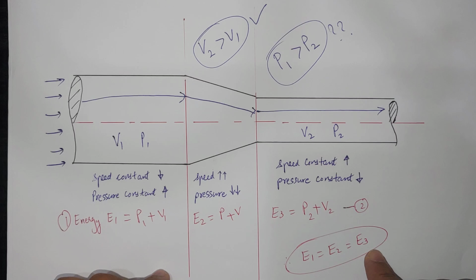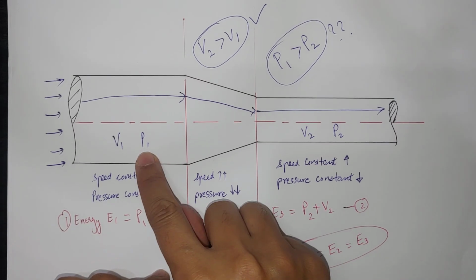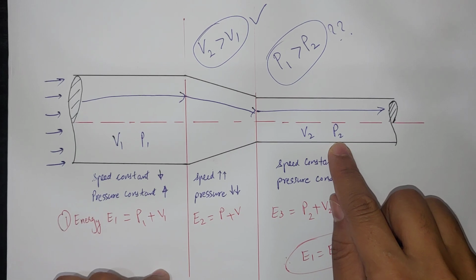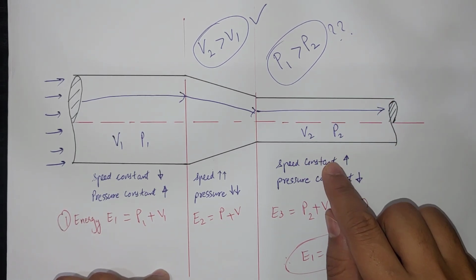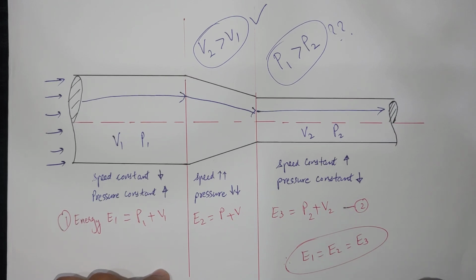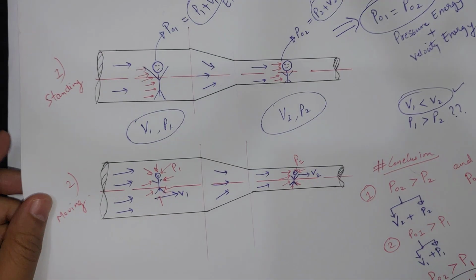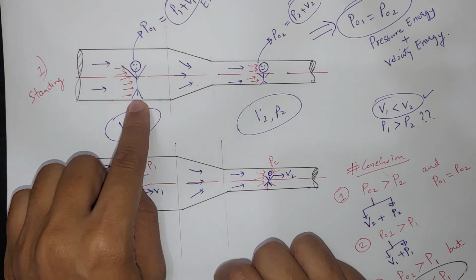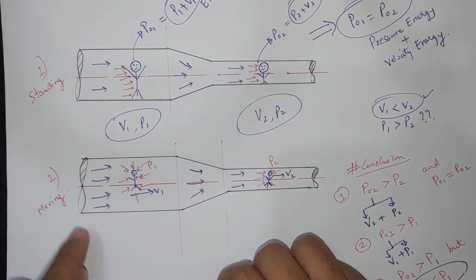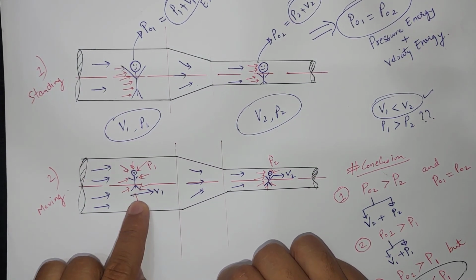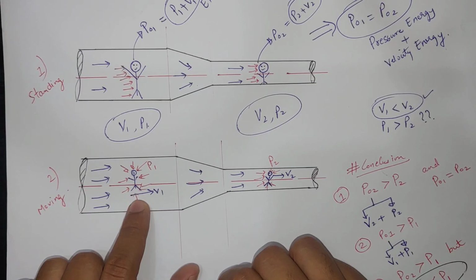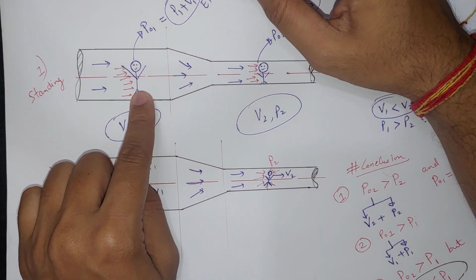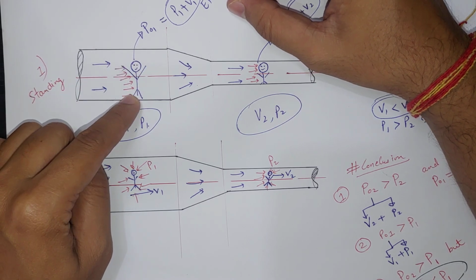But still we didn't get the idea of why the pressure in the P1 section is more than P2 in the small section. To understand this we have to imagine two scenarios. So let us consider the first case where you are standing in the pipe at two different locations one after the other, and the second scenario where you are moving inside the pipe with the velocity same as the velocity of the fluid.